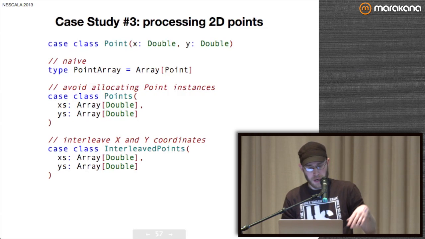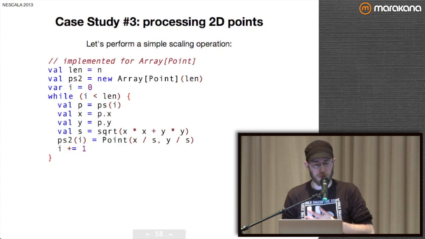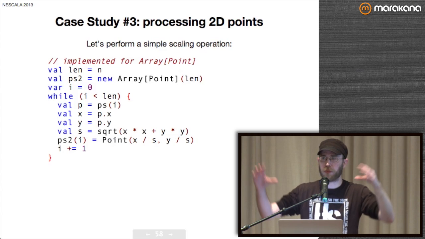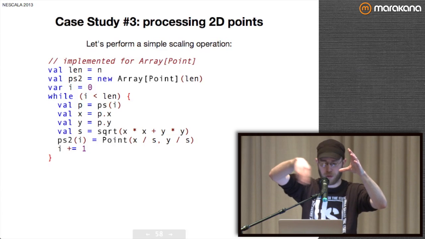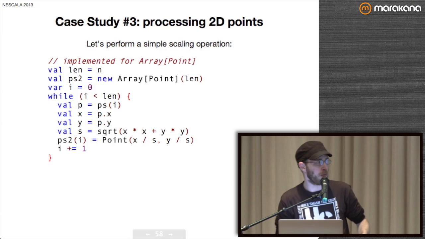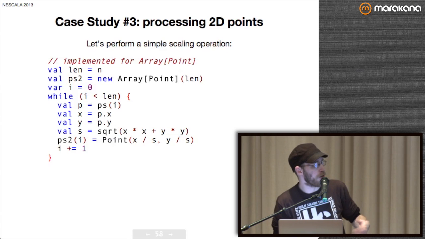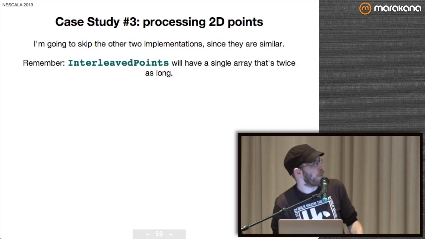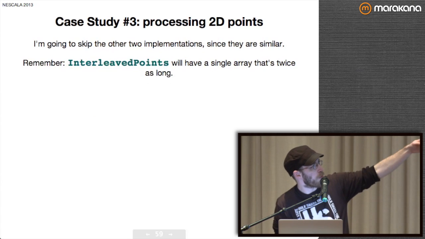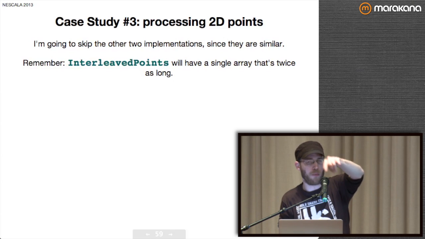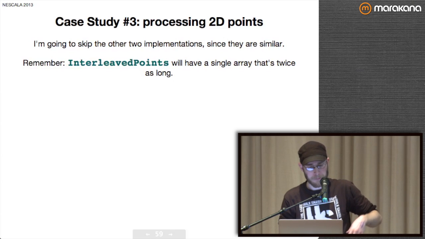And the scaling operation I'm doing is I'm taking the distance from the origin, and then I'm scaling the x and y coordinates by that. So I'm basically mapping the points into the unit circle somewhere along there. It's a pretty dumb little thing, but it's enough work that it's actually significant. I didn't want to do something super trivial. So I'm not going to show you the other instances. They're not interesting. The one thing to remember is that the array is twice as long for interleaved points, and that it's going to step by 2, not by 1, because it's going x, y, x, y.